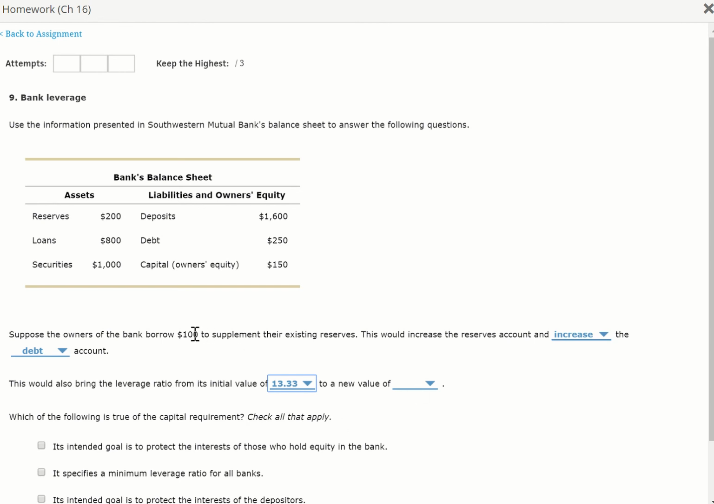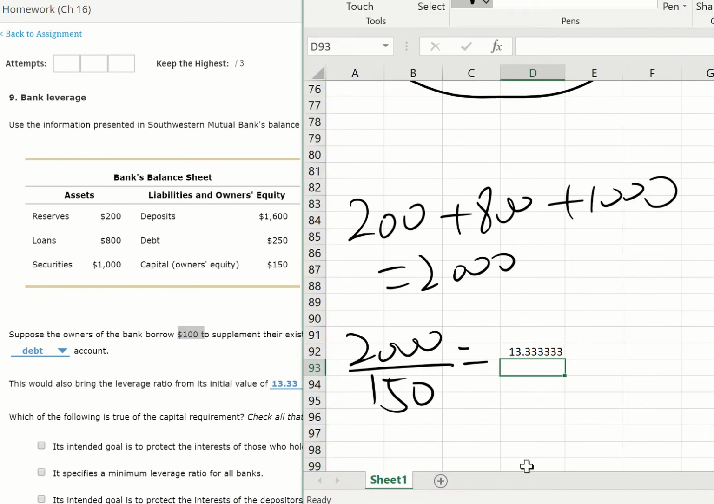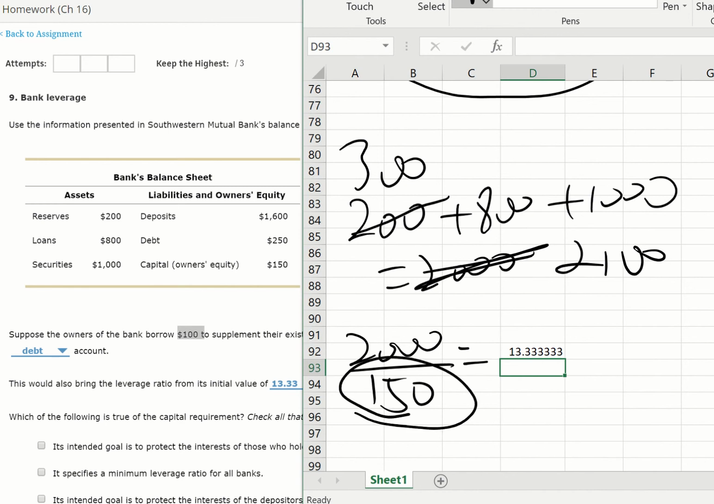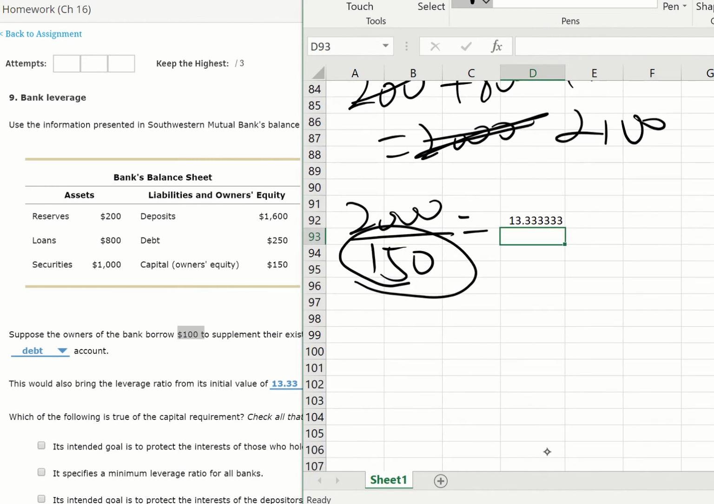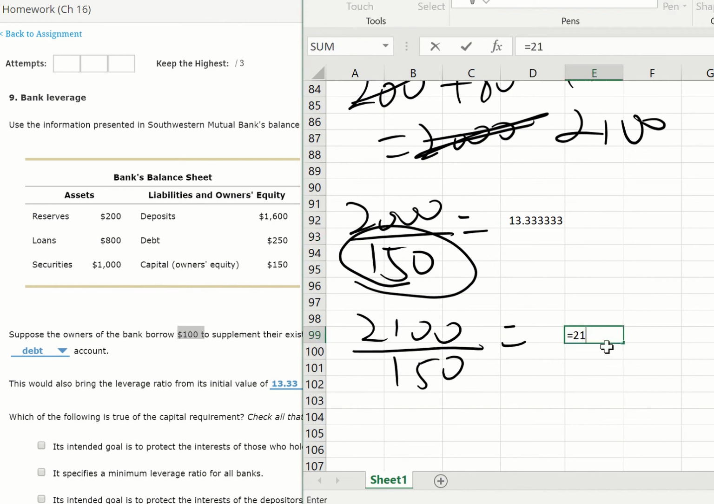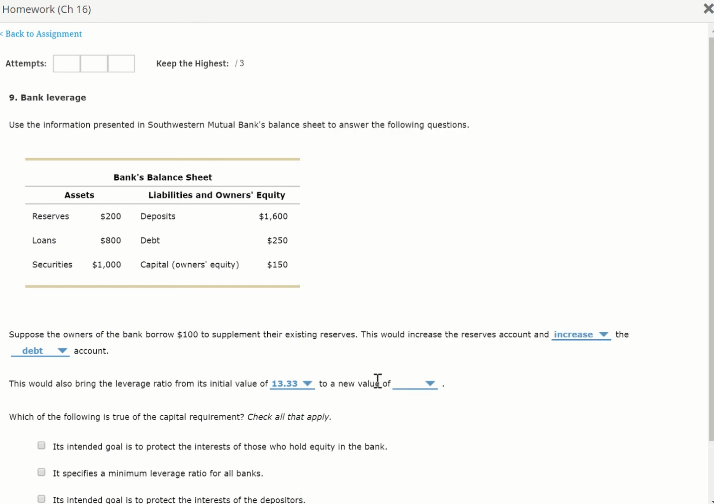Once you increase this by $100, your asset will increase by 100. So this would be 300 now. So 300 plus 200 plus 1,000 is 2,100. And your equity is the same, because the owner didn't put the money in there. It's borrowed money. So this will be 2,100, your new asset, divided by 150. The answer is 14.